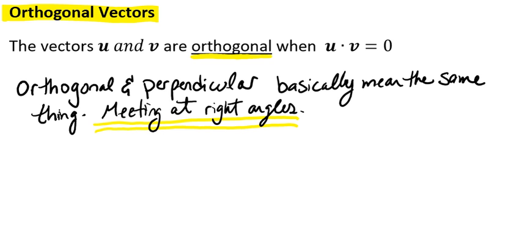Now, even though the angle between the 0 vector and another vector is not defined, it's actually pretty convenient to extend the definition of orthogonality to include the 0 vector. So in other words, what we're saying is that the 0 vector is orthogonal to every vector, let's call it u, because the 0 vector and the vector u, when you put those dot products together, you get a 0, which follows the definition for orthogonal vectors.